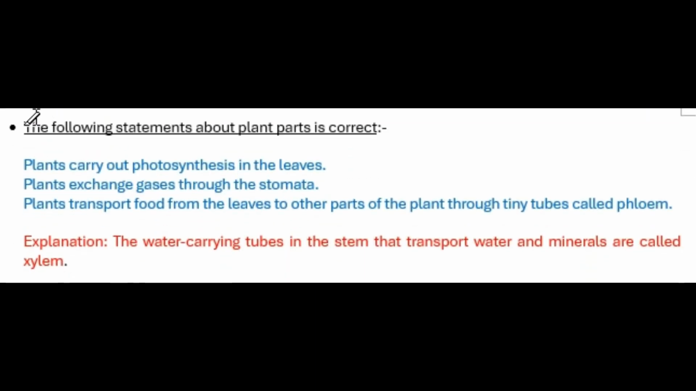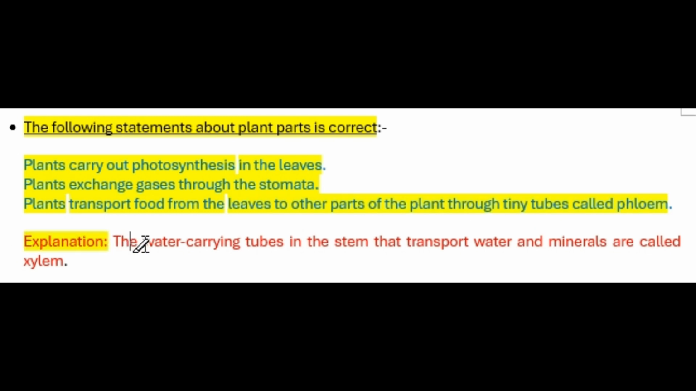The following statements about plant parts is correct. Plants carry out photosynthesis in the leaves. Plants exchange gases through the stomata. Plants transport food from the leaves to other parts of the plant through tiny tubes called phloem. Explanation: the water-carrying tubes in the stem that transport water and minerals are called xylem.